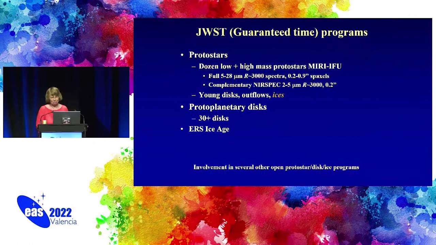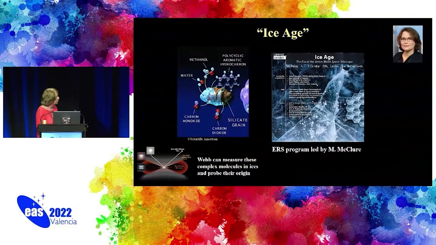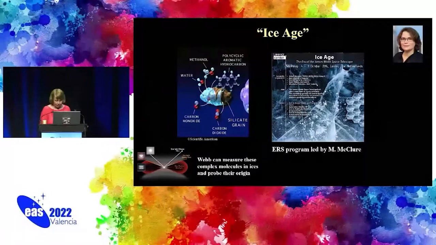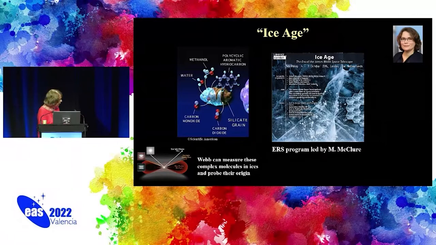So we actually have several guaranteed time programs exactly centered on both the early stage and the mature stage, the protostars and the disks. Also there are several other programs in which we are heavily involved and that we're looking forward to in order to characterize both the ices but also some of the physical structure. One of these programs, ERS programs on ices, is actually the Ice Age, led by my colleague Melissa McClure from Leiden, and she is actually tracing also the composition of ices across the different stages, including these edge-on disks, where one may actually see these molecules in absorption and even map them against the scattered light.